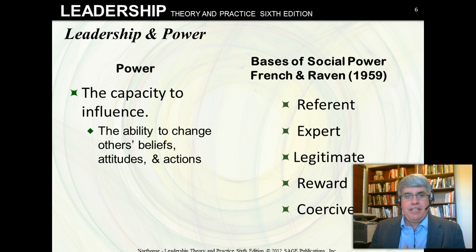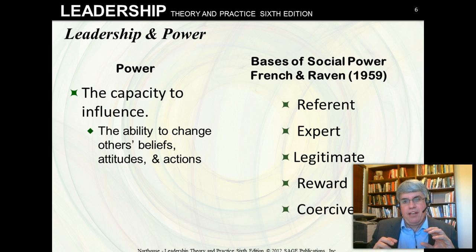Now, another key idea with leadership is the concept of power. Because we said in our definition of influence that a leader is someone who influences. And this power is the capacity to influence. Now, what do we mean by influence? We can define influence as the ability to change other people's beliefs. If you change what people believe, you're influencing them.